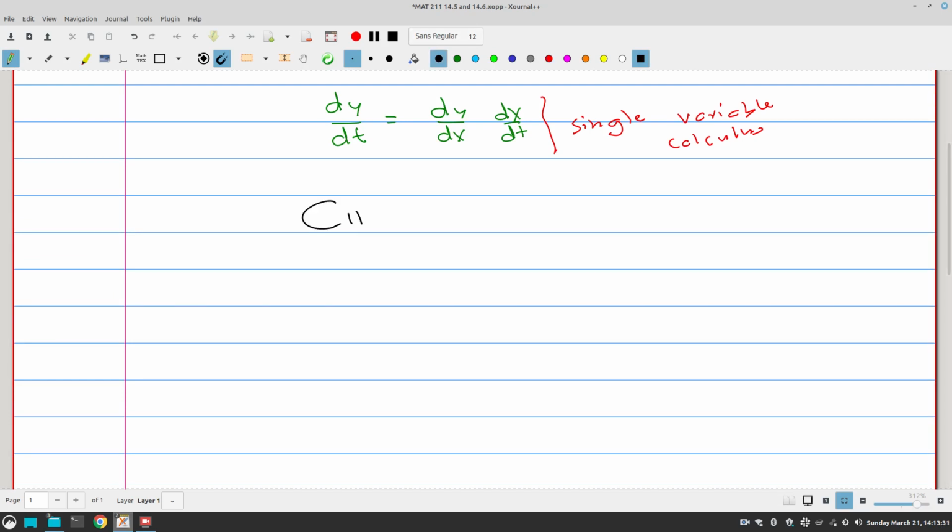Chain rule in multivariable calculus. So let's look at a statement of the chain rule. What does this chain rule look like in multivariable calculus? So let's say you have a function. This is z is a function of x and y.